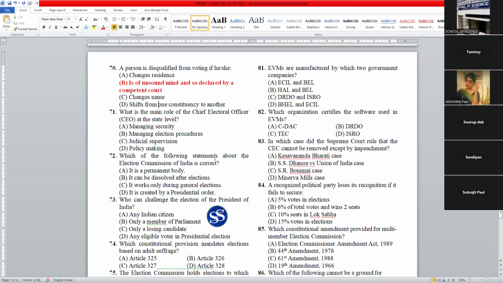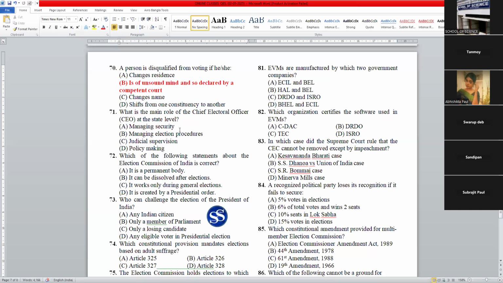Okay, now a person is disqualified from voting if, so there are conditions. 1, they are not a citizen of India. Point number 2, they are of unsound mind and declared so by a competent court. Third, they are disqualified due to corrupt practices or criminal offenses related to elections.